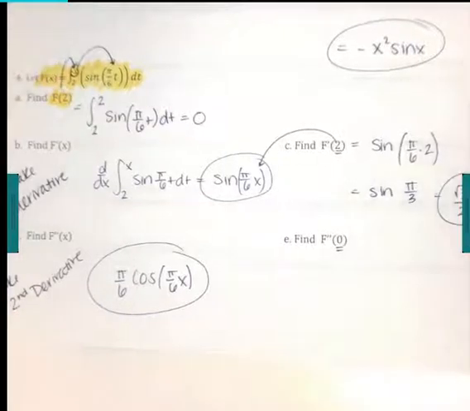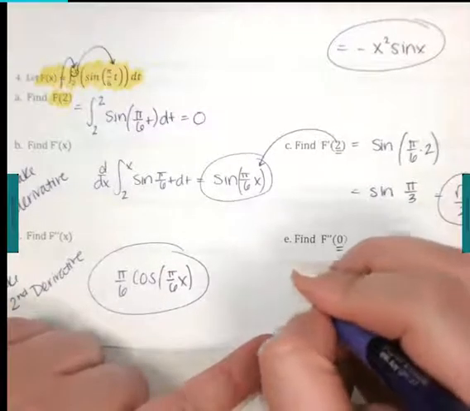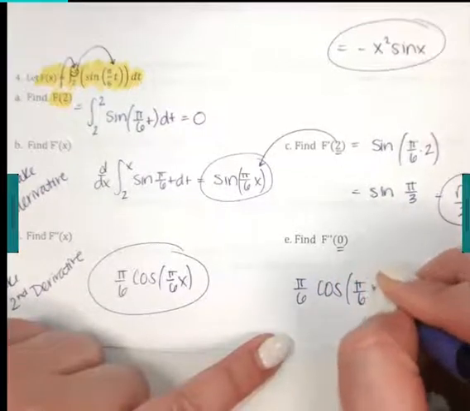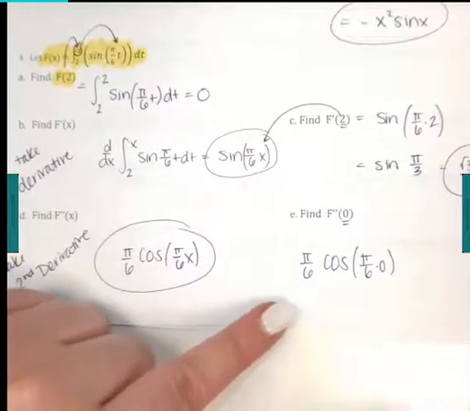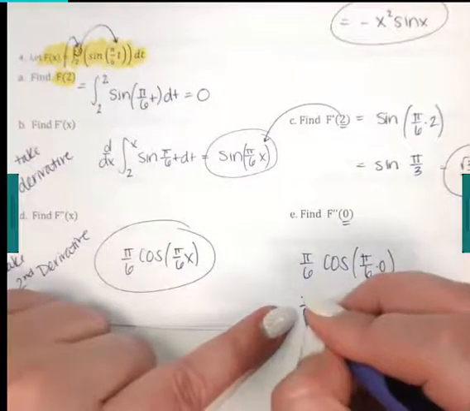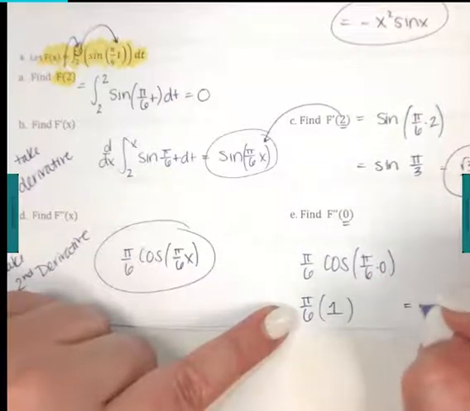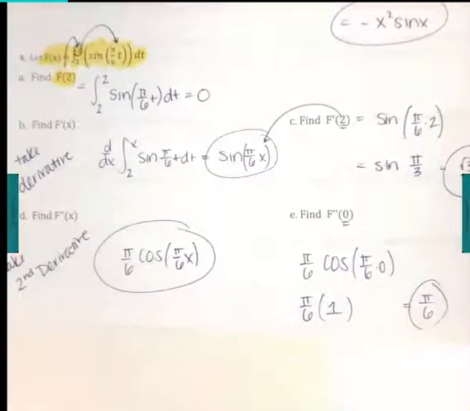Okay, look at the next one. I want F double prime of 0. Well, then I plug 0 into F double prime, which is here. Well, then I want pi/6 times the cosine of pi/6 times 0. What's pi/6 times 0? 0. What's cosine 0? 1. Pi/6 times 1 is pi over 6. Make sense?